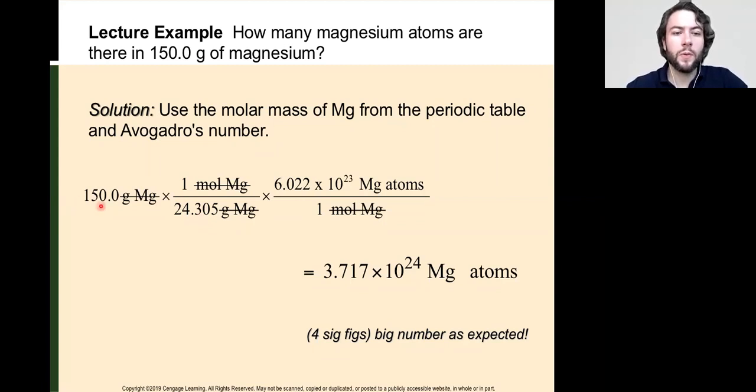So here's 150.0 times 1 over 24.305 times Avogadro's number, which is 6.022 times 10 to the 23 magnesium atoms in 1 mole of magnesium. And so when we multiply all of this out, we cancel the grams of magnesium, then moles of magnesium, and that leaves us with magnesium atoms. And so the answer will be 3.717 times 10 to the 24 magnesium atoms.